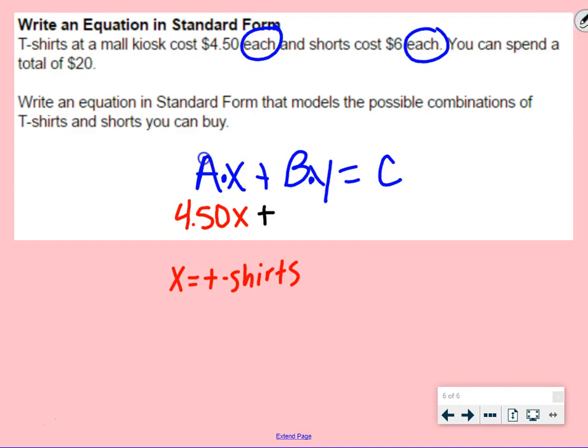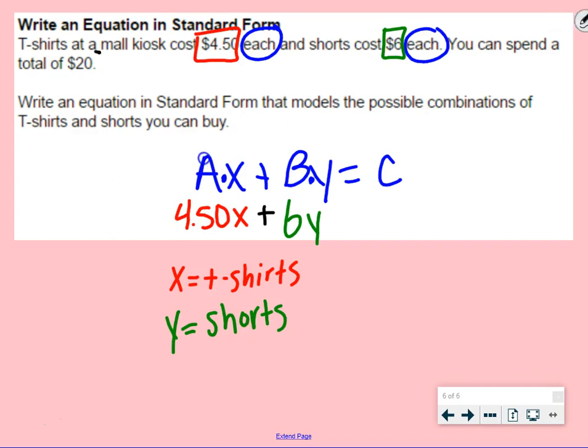Add to that the number of shorts we get. Well, the number of shorts we get, we don't know, but we do know that they are $6 each. It's $4.50 for the t-shirt, $6 for the shorts. So we put 6 for the b and multiply that by our y, which we don't know. We know it's going to be shorts. We don't know how many shorts we're buying though.